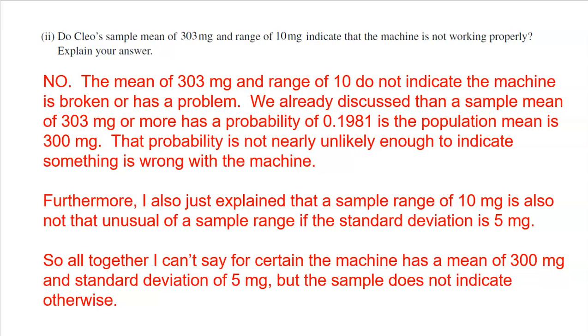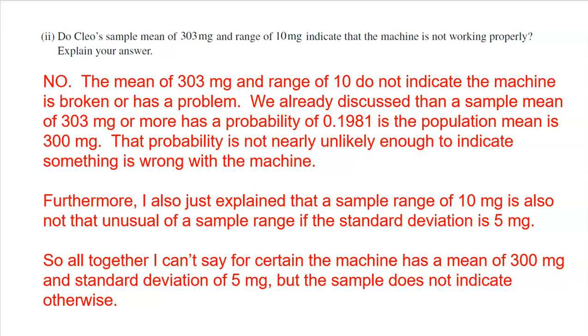Furthermore, I literally just got done explaining that a sample range of 10 milligrams is also not that unusual of a sample range if the standard deviation is 5. Again, go back to that sampling distribution. A sample range of 10 for 2 necklaces is not so unusual that I would question if 5 is the real standard deviation. So altogether, I can't say for certain that the machine has a mean of 300 and a standard deviation of 5, but Clio's sample does not indicate otherwise.